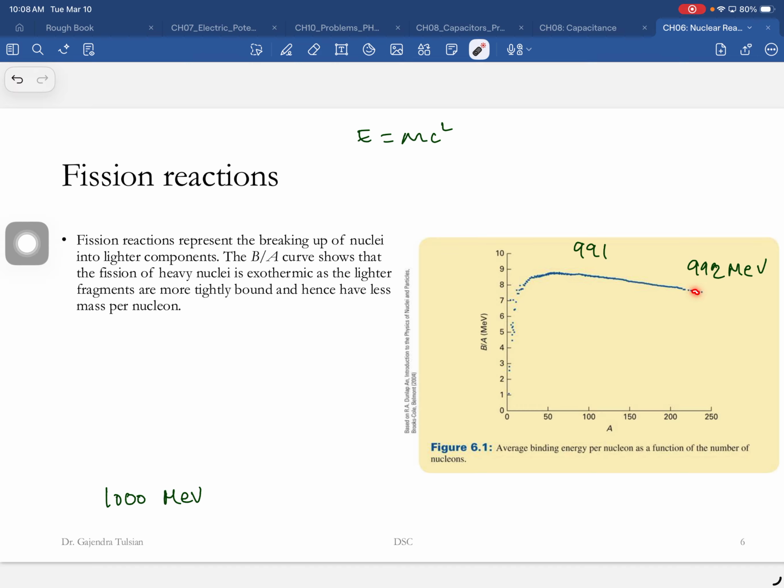What that binding energy means is, if you want to pluck a neutron out of a uranium nucleus, you would have to put in that much energy to pluck a neutron out. So that's how strongly it's bound.